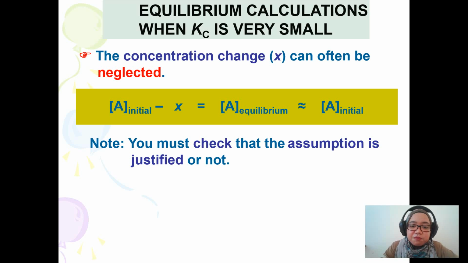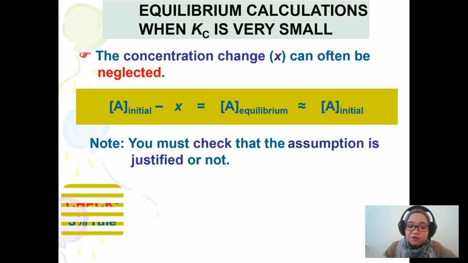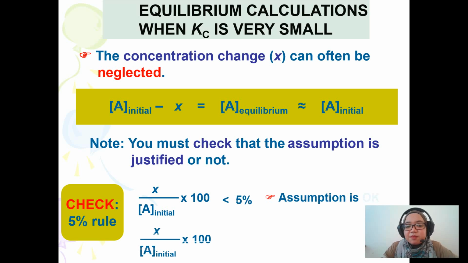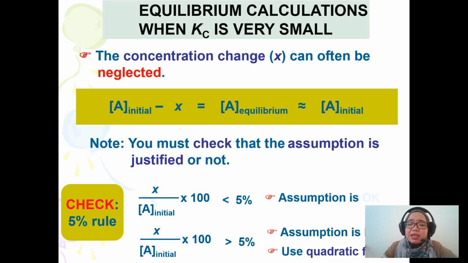However, you must check whether the assumption is justified or not. We use the 5% rule. If x divided by the initial concentration times 100% is less than 5%, then the assumption is okay, meaning we can assume it. However, if x divided by the initial concentration times 100% is larger than 5%, then we cannot assume that x is neglected, even though Kc is very small.